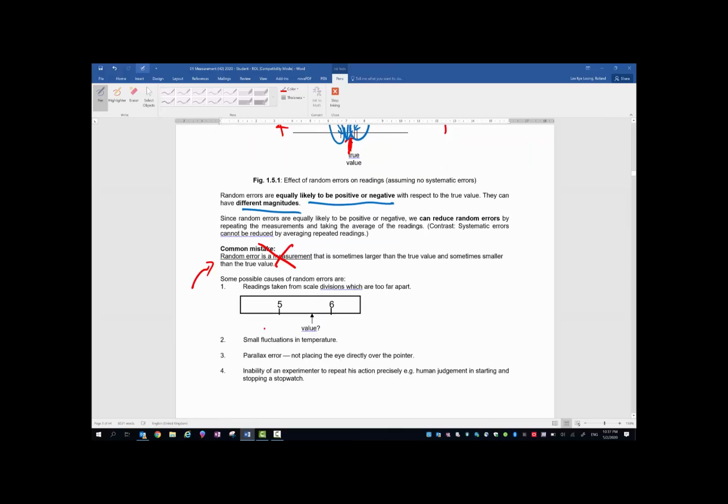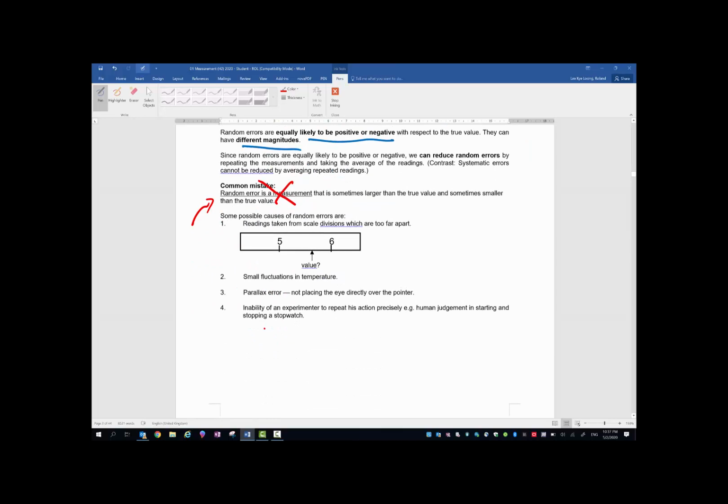So what are some of the possible causes of random error? If the scale is too far apart, like here, it's not exactly in the middle. It's not near 6, it's not near 5. So how do I read this? Or some fluctuation in temperature because ambient temperature changes. I mean, if the cloud moves out of the side of the sun, then it's cooler, right? So the temperature affects things.